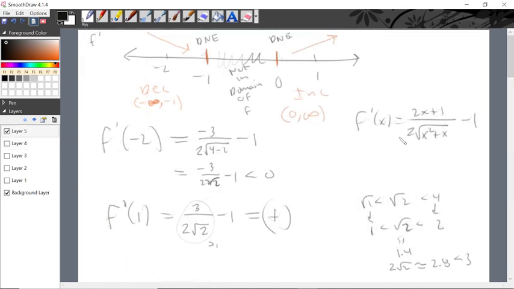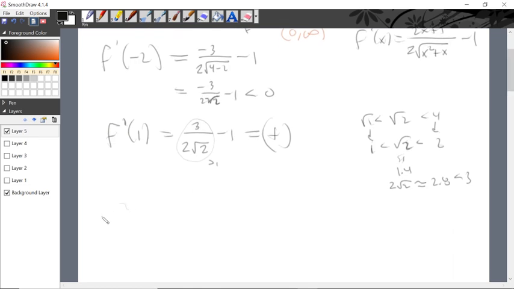Okay, well let's take the second derivative then. f double prime of x. Okay, we got the derivative of this: (2x plus 1) over 2 root (x squared plus x minus 1).